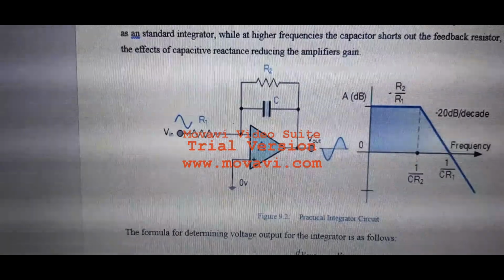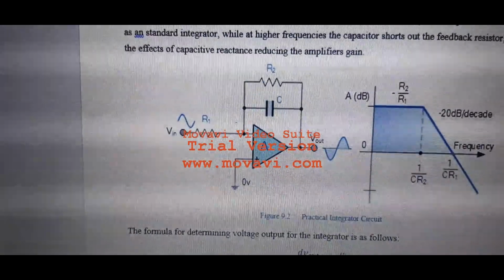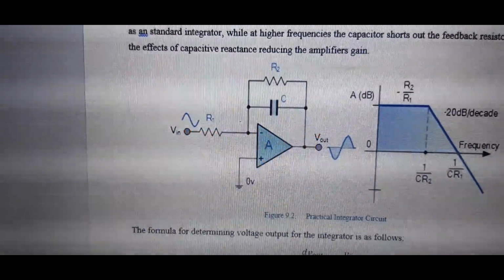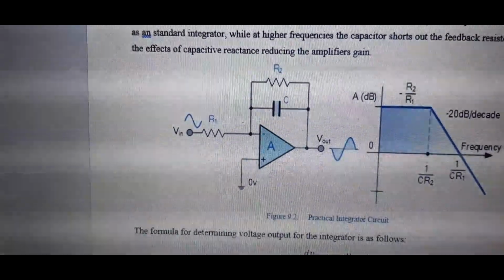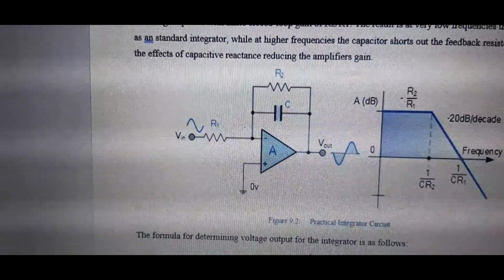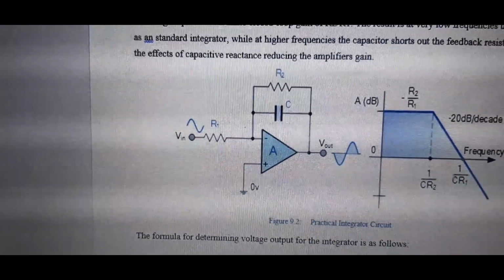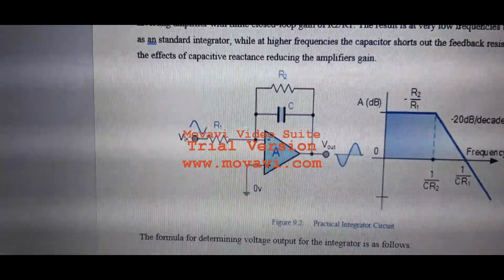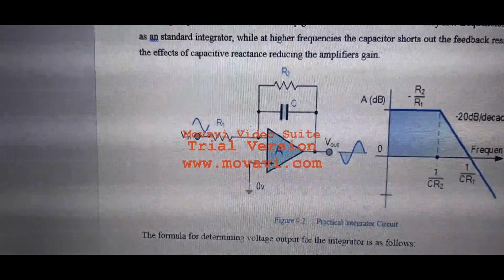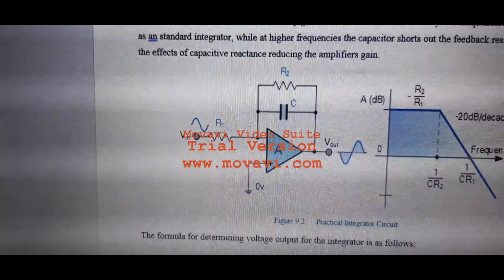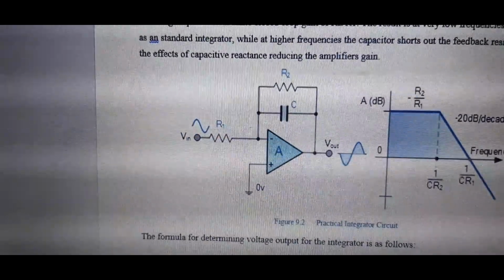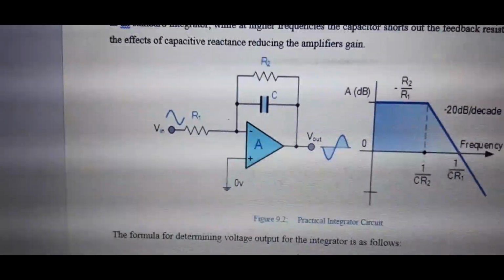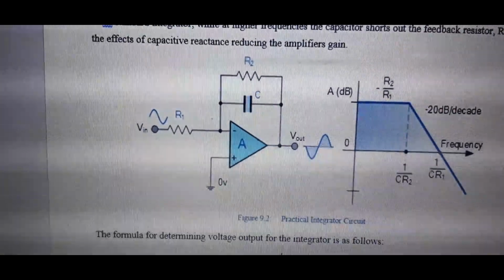As I told you earlier, the resistor is connected in parallel with the capacitor in the feedback, which provides gain at low frequency and is shorted at high frequency. As the frequency of the input signal increases, the capacitor starts working and it will short the resistor R2 at high frequency, and then it will start the integration as shown in the circuit diagram.